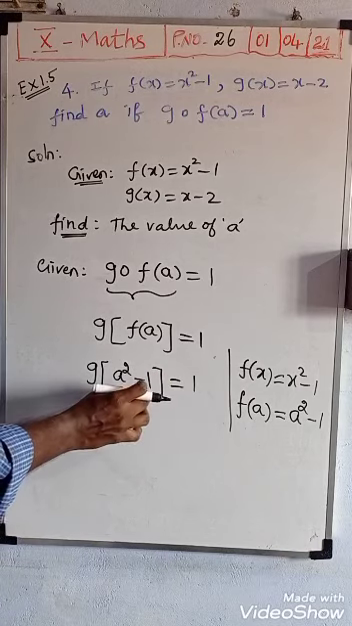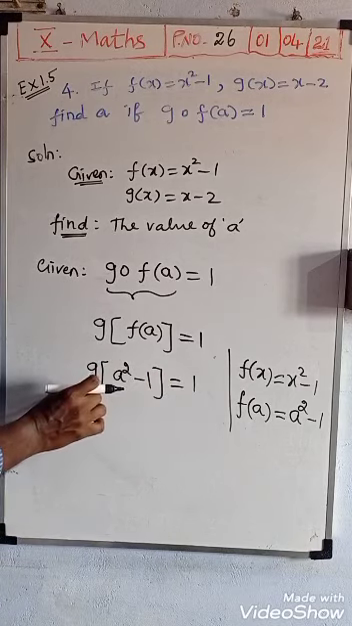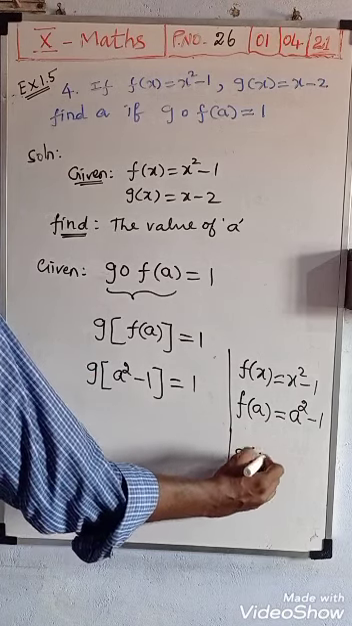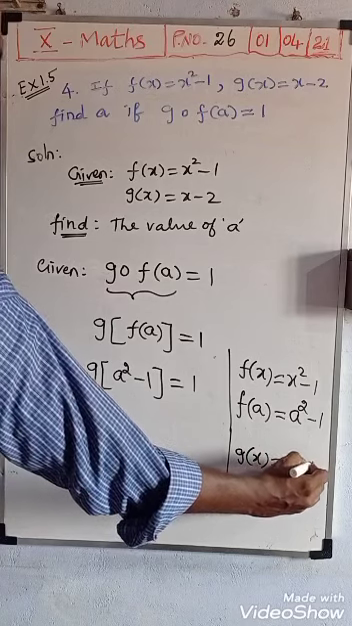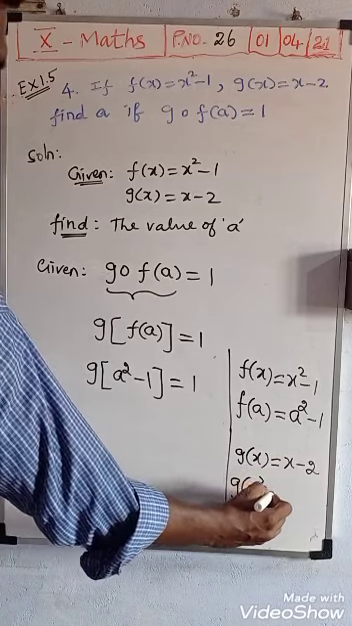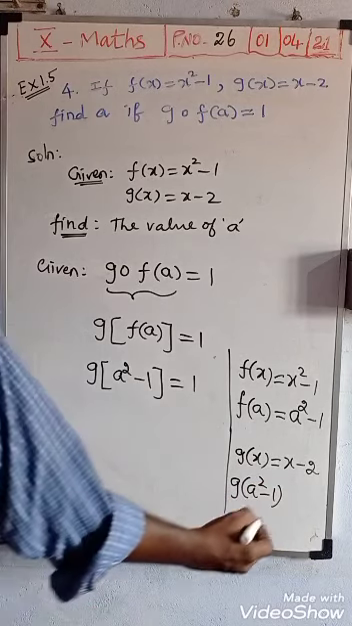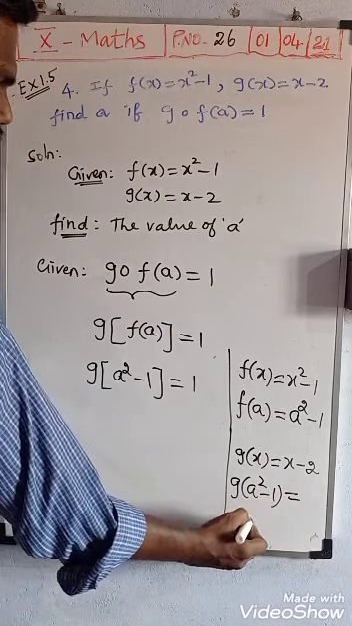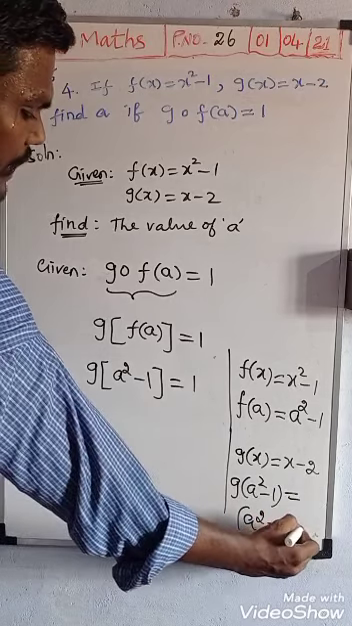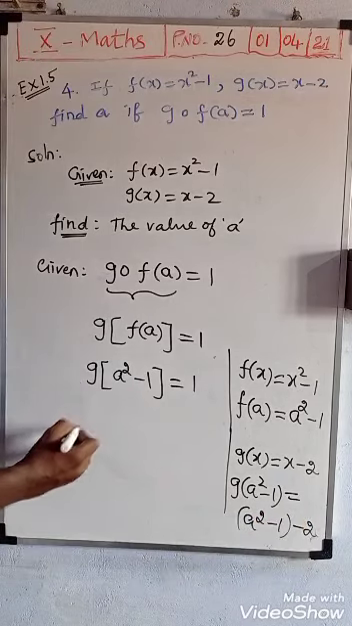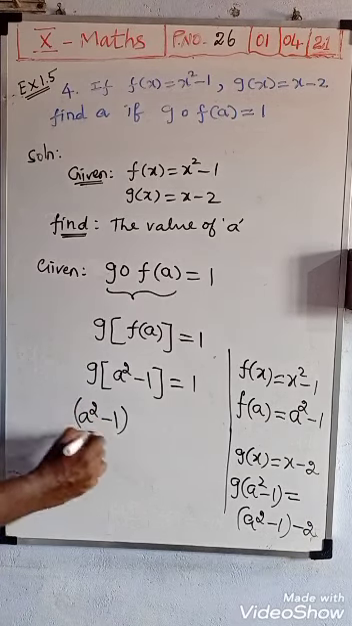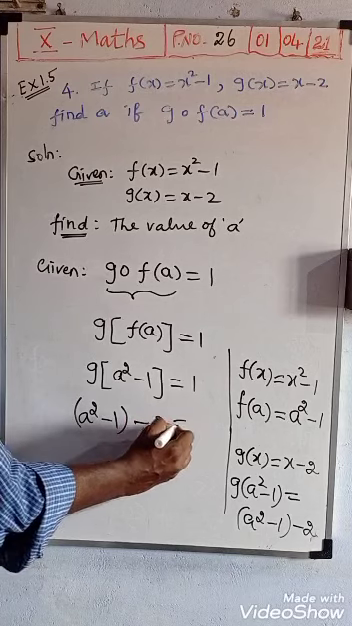Now a square minus 1, where to substitute? In function g. Okay. So the function g of x is x minus 2. So instead of x, you substitute a square minus 1. So instead of x, substitute a square minus 1, minus 2. So right here this is the value: a square minus 1 minus 2 is equal to 1.